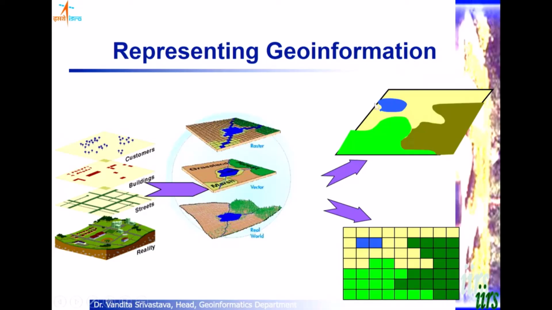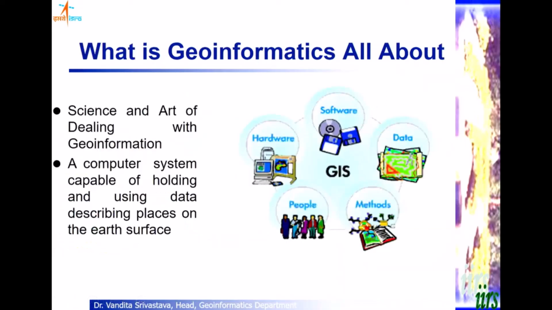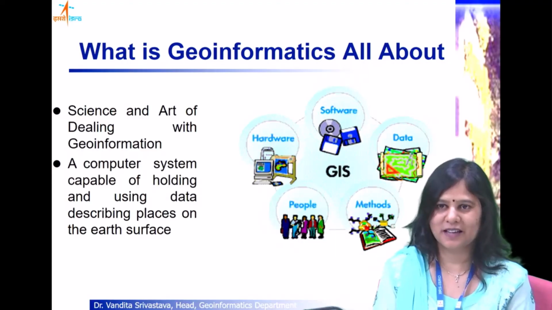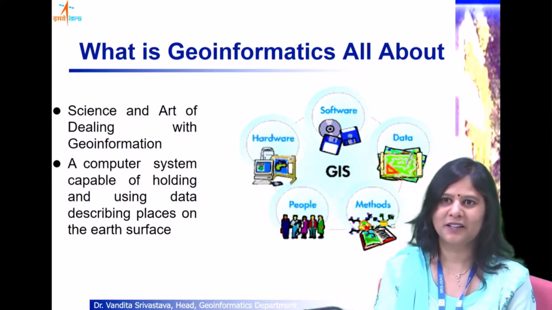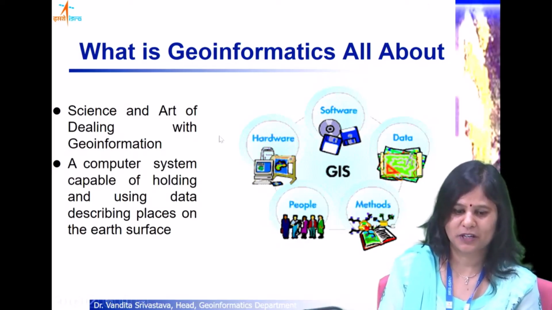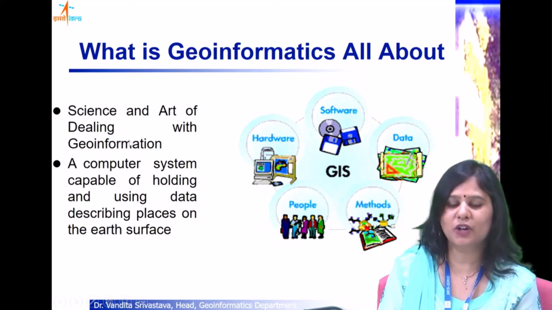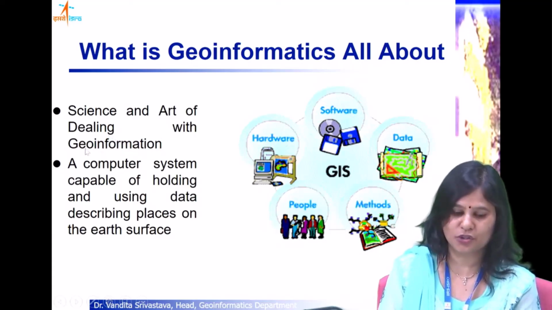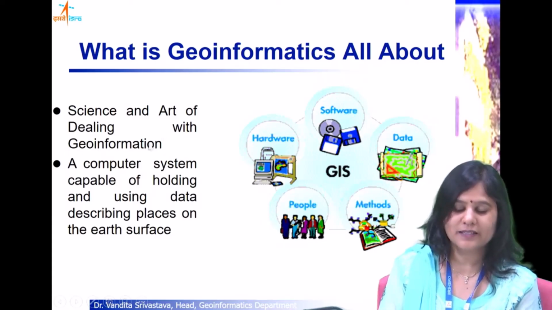So having understood these representations, now let us understand what is geoinformation science or geoinformatics. There are several names you will hear. We can say that geoinformatics is the art and science, and maybe you can add science, art, engineering, management, commerce, everything you can add here, of dealing with geoinformation. So we are basically talking about geoinformation science or geoinformatics, the art and science of dealing with geoinformation.